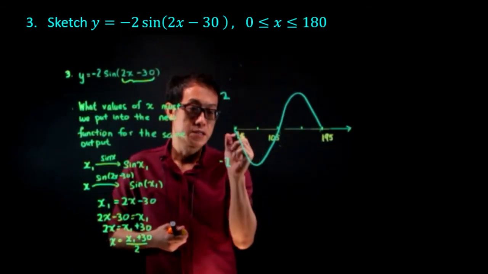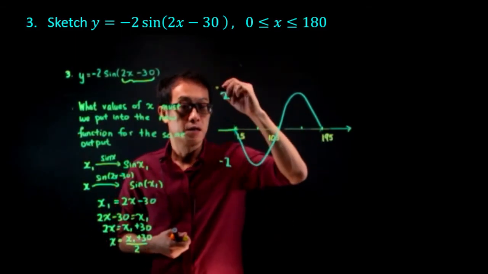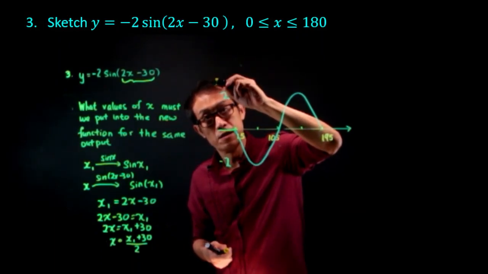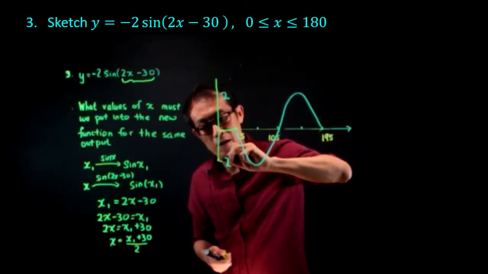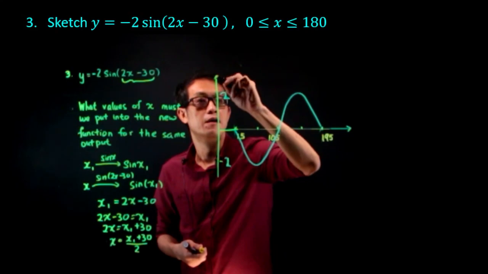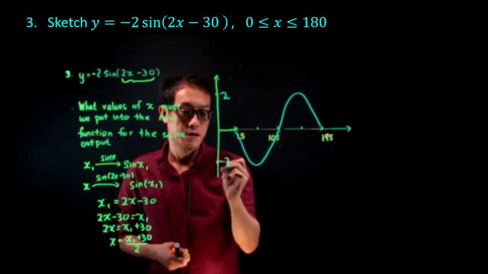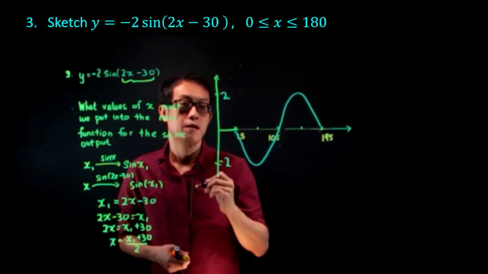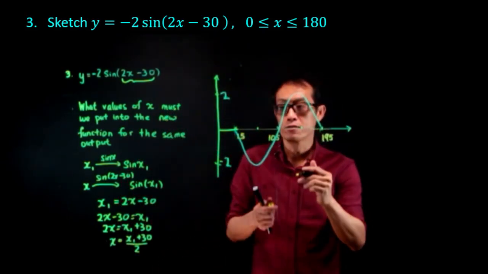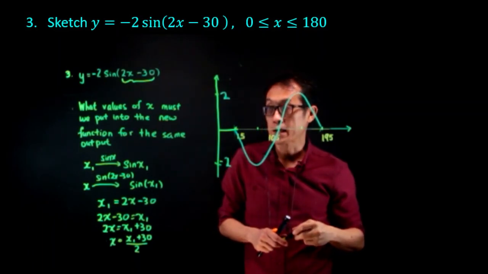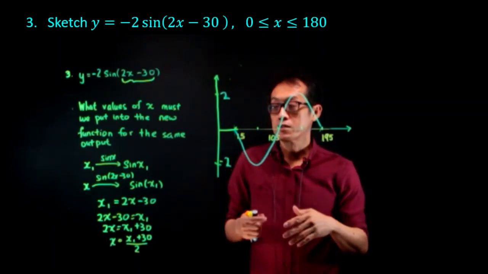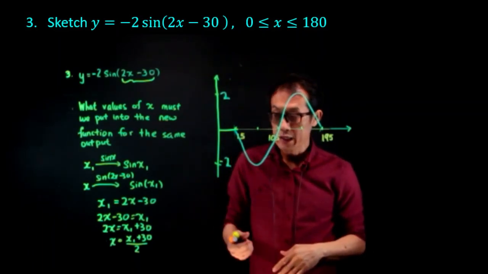So where's the axis now? The axis is somewhere here. Okay. That's how the new graph looks like. Now let's look at another way of doing this sum.